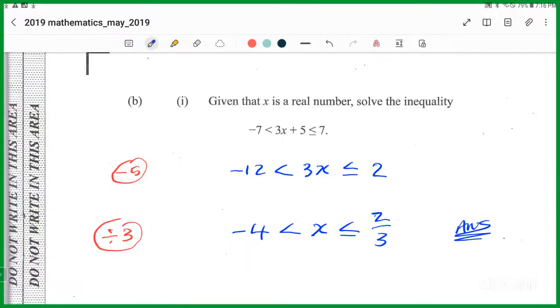Simple as that. They've been setting questions like this kind of inequality from time to time, but this is how you deal with it. Simple as that. That's how you deal with it.